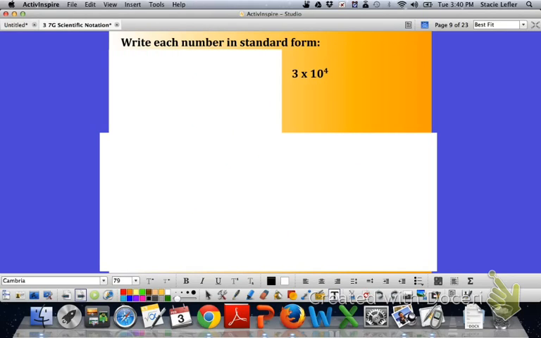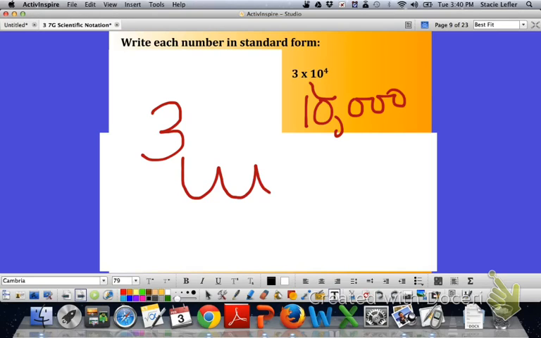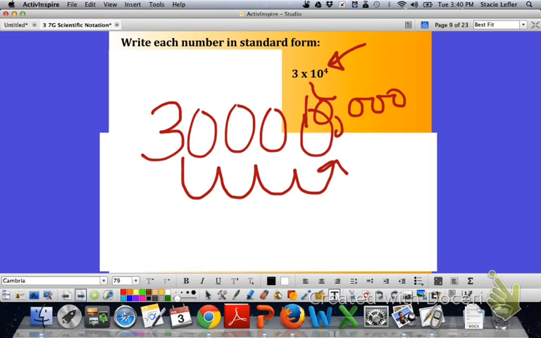Okay, pause the video and write this scientific notation of 3 times 10 to the fourth power in standard form. So you're going to take 3 times 10 to the fourth, which 10 to the fourth is 10 times 10 times 10 times 10, or 10,000. And so we're taking the 3 with the decimal point behind it, and we're moving the decimal to the right 4 times. 4 is what our exponent tells us. So we move it 4 place values to the right so it gets really large. And so our number is 30,000.